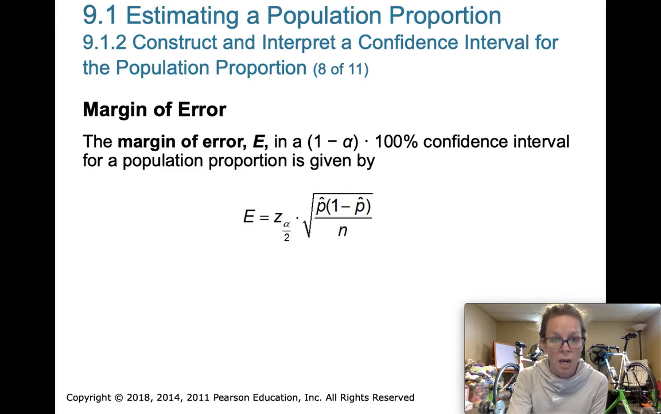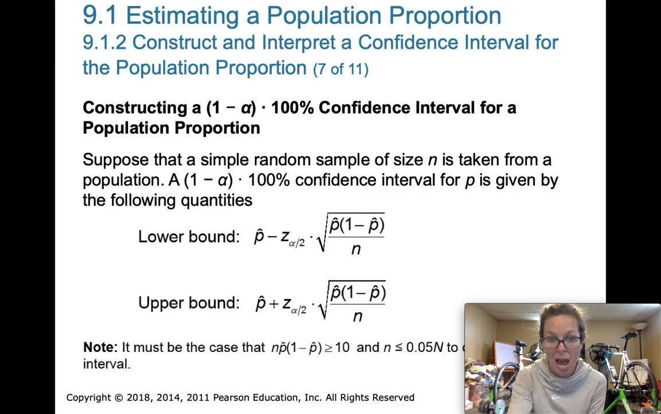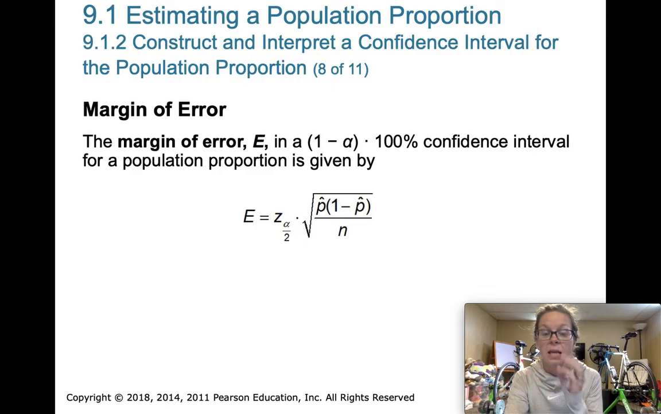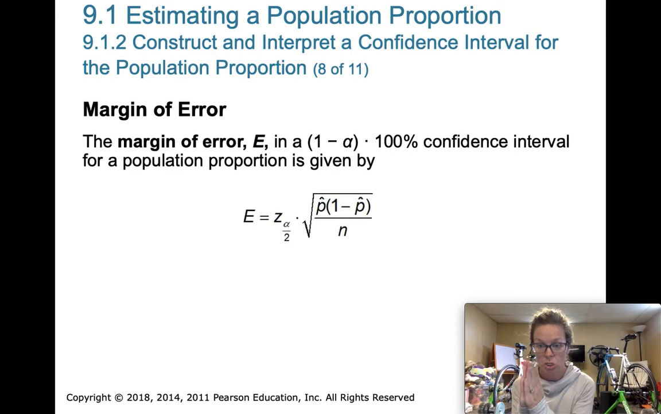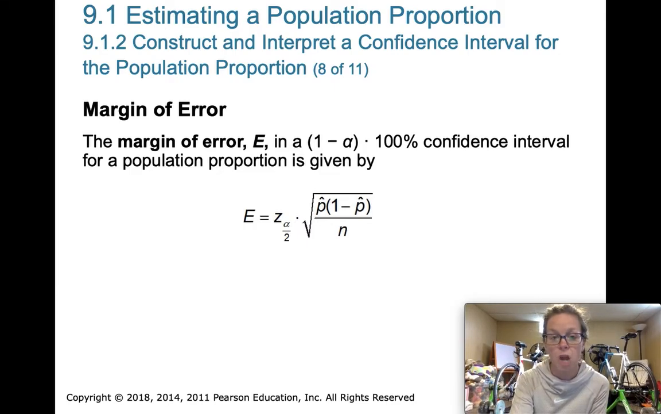So our margin of error, then, is that piece that's being added to and subtracted from our point estimate. So on both of these, notice we have that p hat plus and minus, then this other part, the z times that standard deviation. That z times the standard deviation piece, that is our margin of error. That's what we're adding and subtracting to the point estimate. So we start at our point estimate, we add and we subtract the same amount, and that gives us our interval. And that amount that we're adding and subtracting is called our margin of error.